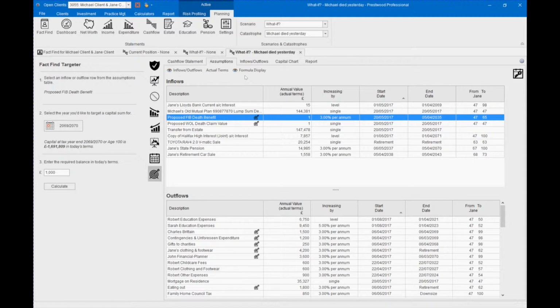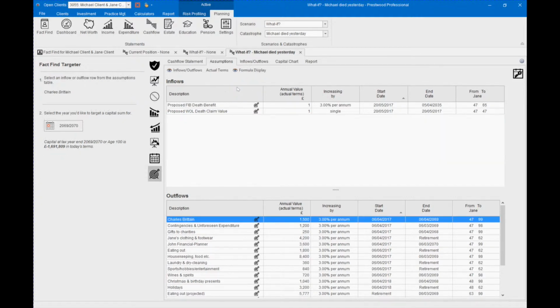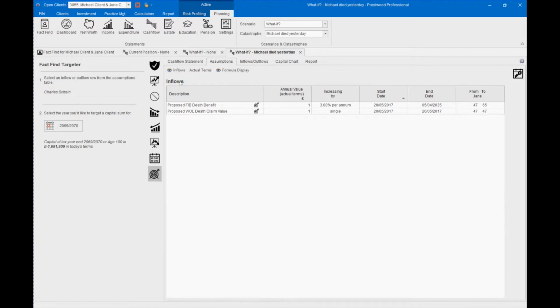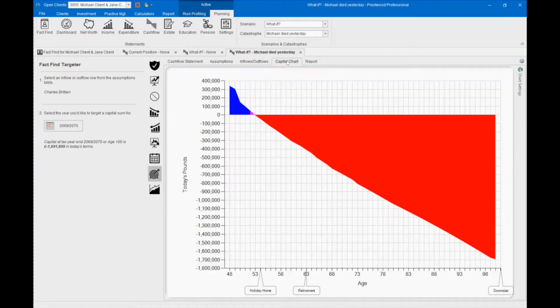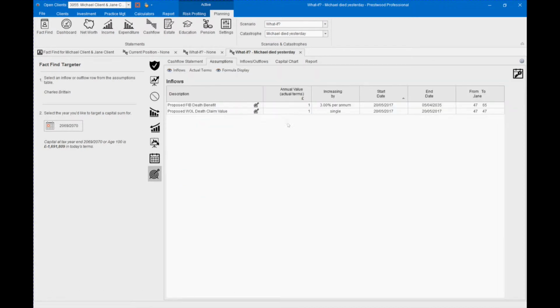If we select here to display only targetable formula and just inflow formula, we can clearly see the specific targets of a whole of life policy and a family income benefit policy. Currently, the client is running out of money, and that's because the targets haven't got any value in them.